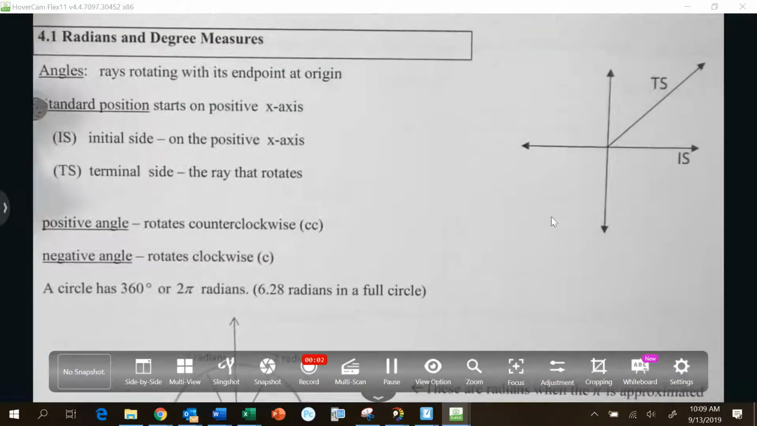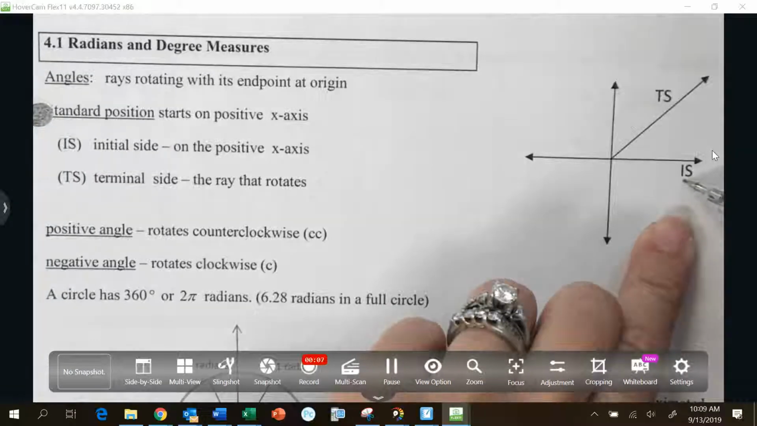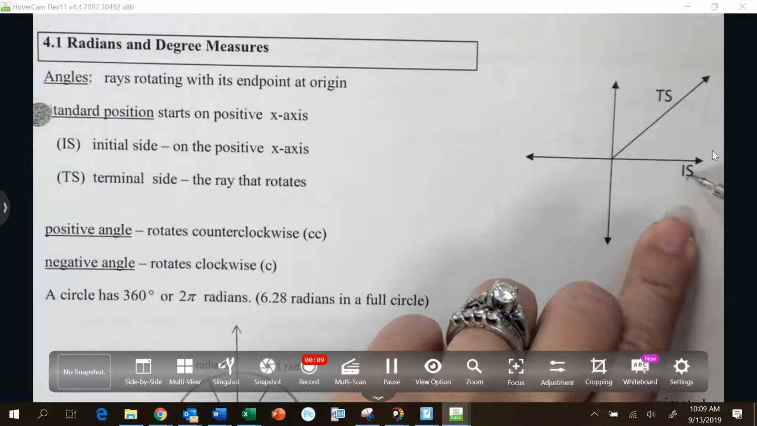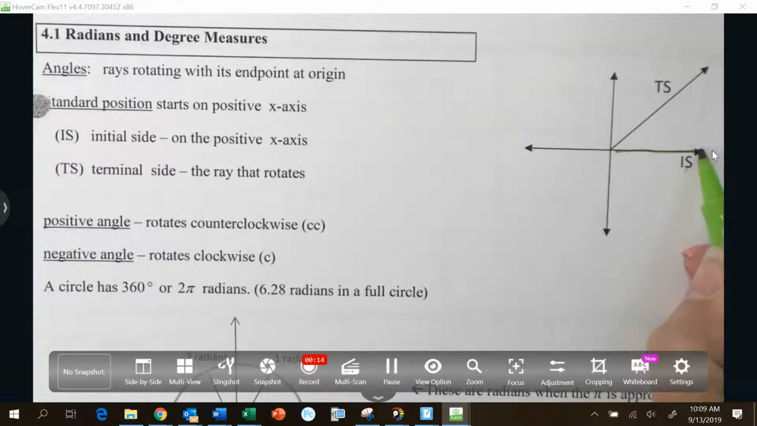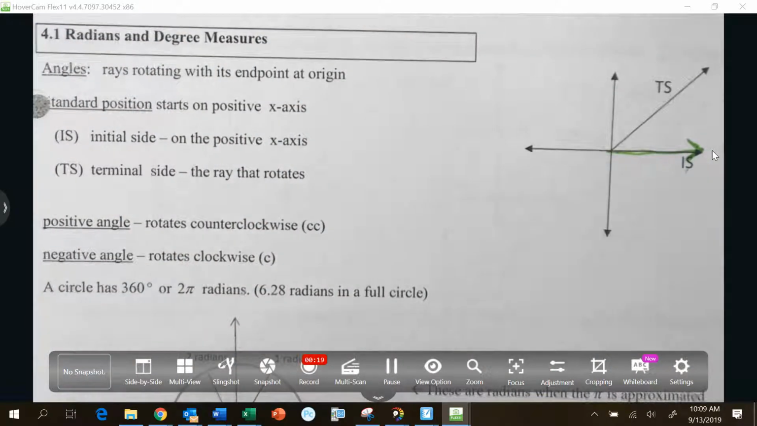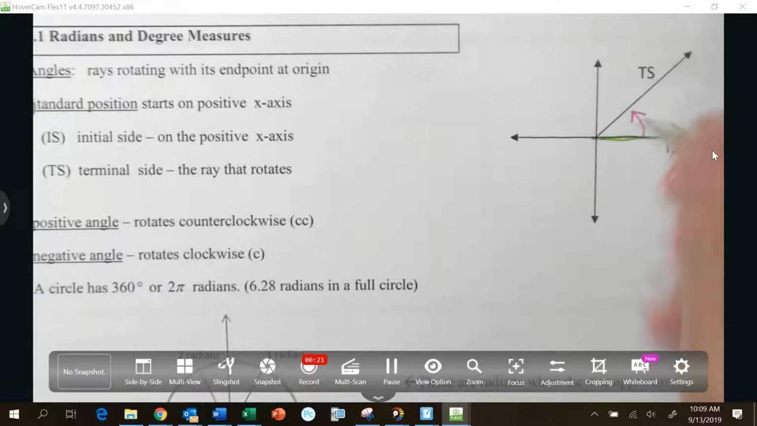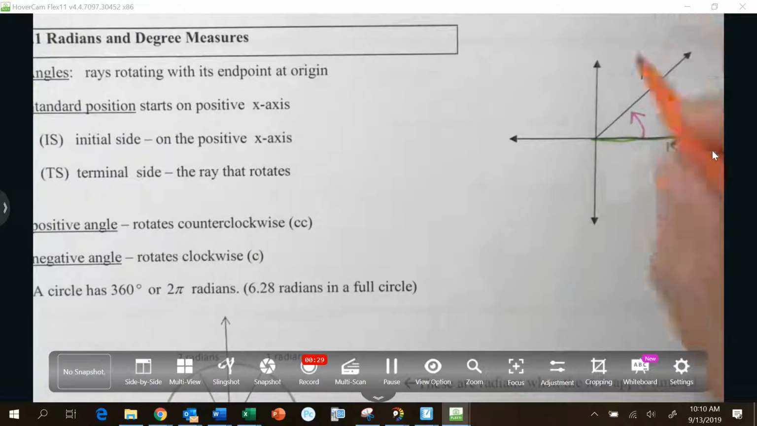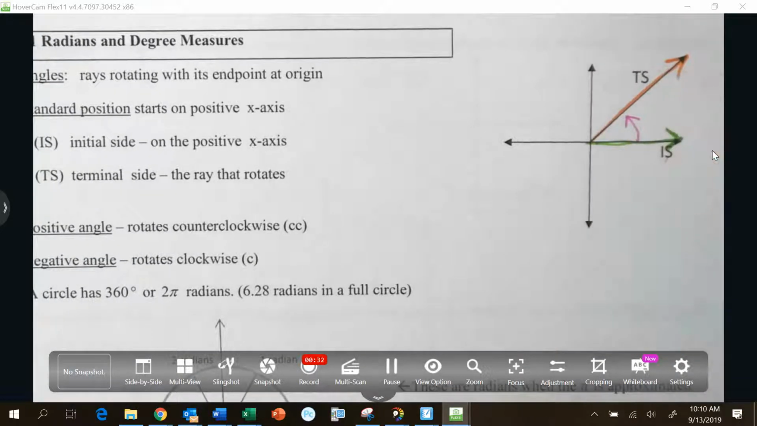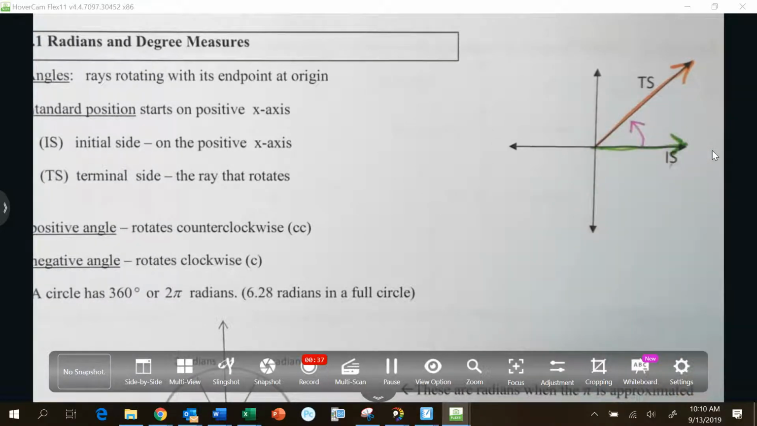All right, so standard position always starts on the positive x-axis. Our initial side, that's what the IS is, initial side, always starts here. And then the angles, typically if they are positive, they will rotate counterclockwise, the exact same way that you count the quadrants, like quadrant 1, 2, 3, 4, until you stop at a terminal side. So we have an initial side, it rotates counterclockwise, stop at a terminal side.